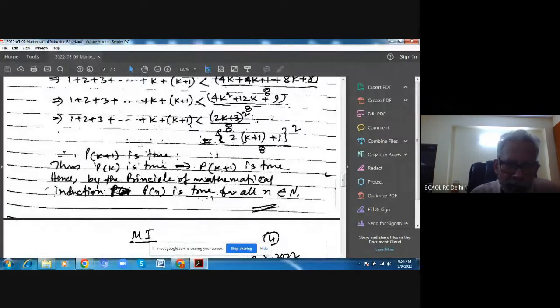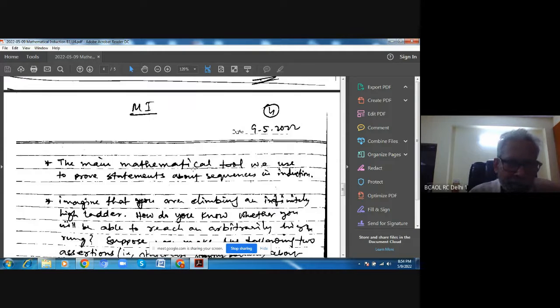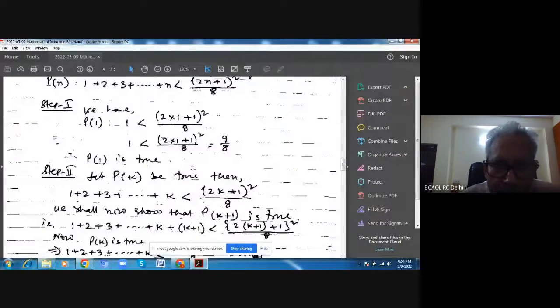So P(k+1) is true, thus P(n) is also true. You can say the same thing in the middle. So this declaration at the end of the example, you always have to write it. Then you will get the complete 5 marks. It's only a 5 marks question. Okay, I think there is nothing else here.